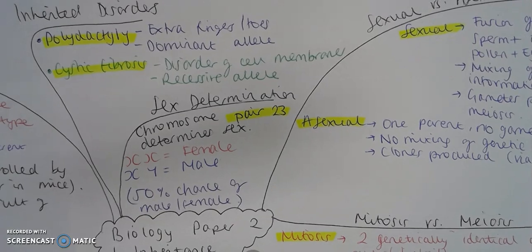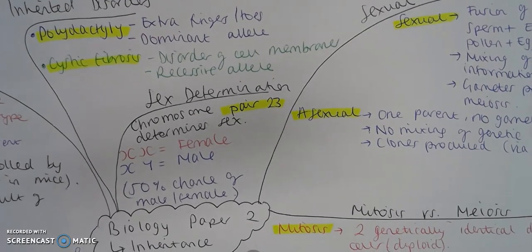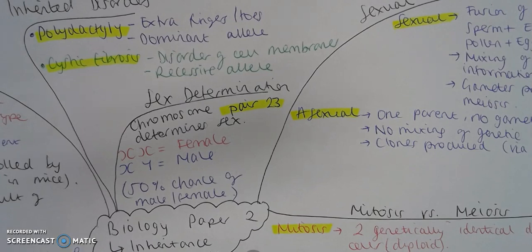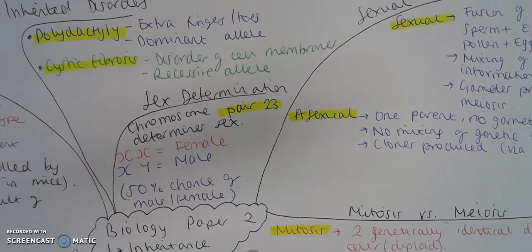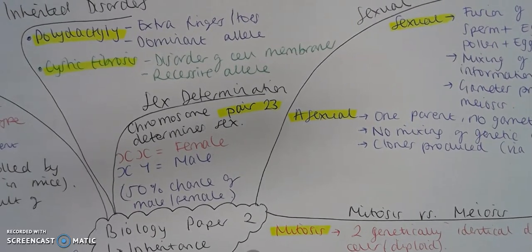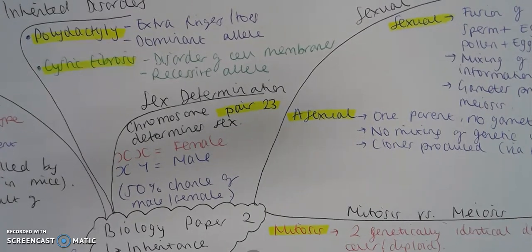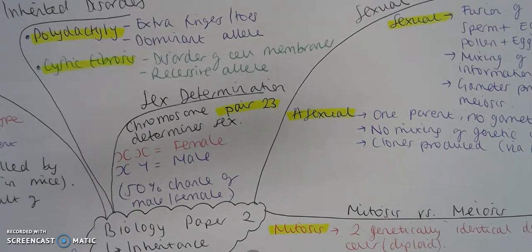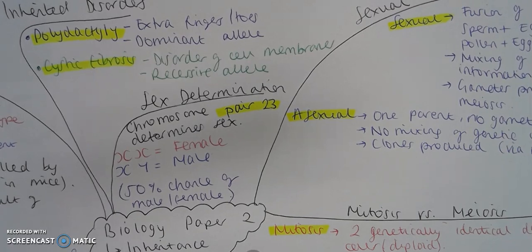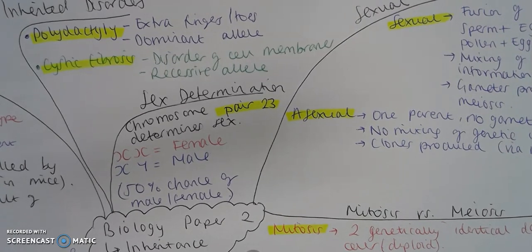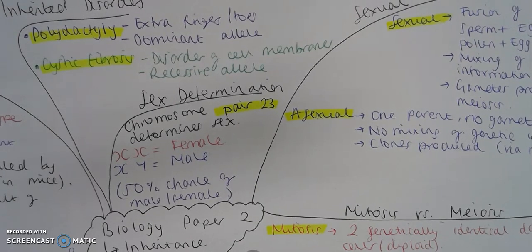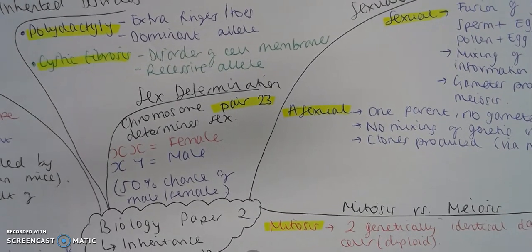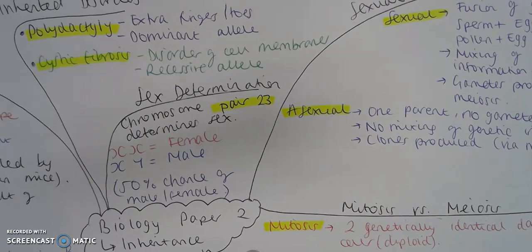Final bit, sex determination. Chromosome pair 23 is the one that determines the sex of a human. Pairs 1 to 22 determine all kinds of other things to do with characteristics, but pair 23 determines sex. XX is female, XY is male, and if you were to do a genetic cross of this, you would see that there's a 50% chance of a male or a female offspring. Okay, so it's always 50-50. And that can be quite easily demonstrated by a genetic cross.